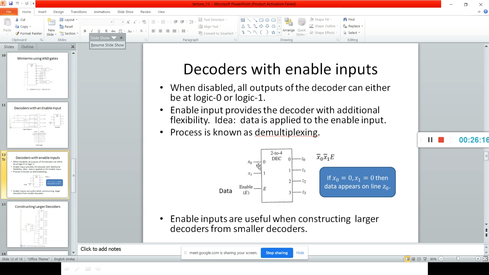So what happens here, students? If this is 0 0, this enable will act as a data line. Whatever data is present at the enable will be seen at the output Z0. If it is 0 1, whatever is present here will be present at Z1. If it is 1 0, that data will be present at Z2. If it is 1 1, that data will be present at Z3. Enable inputs are very useful when constructing larger decoders from smaller decoders. So this is about decoders with the enable inputs.